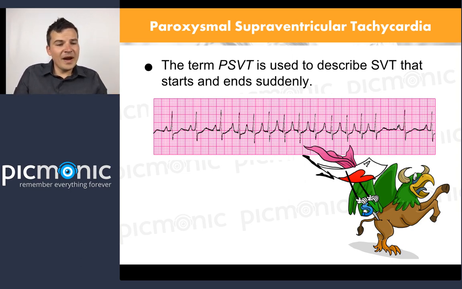So paroxysmal means that it comes on and it goes away. So how do we check this? Look at this rhythm. Most of you, if you're not really comfortable with ECGs, will look at this one and have no idea what's going on. But anytime you get a rhythm you can't tell, if you're able to get a longer, bigger section of the rhythm, that's great. That's what you should do, because you want to see what was happening.